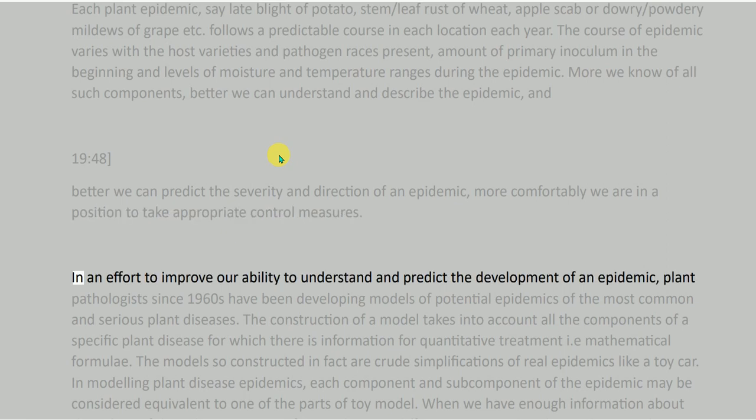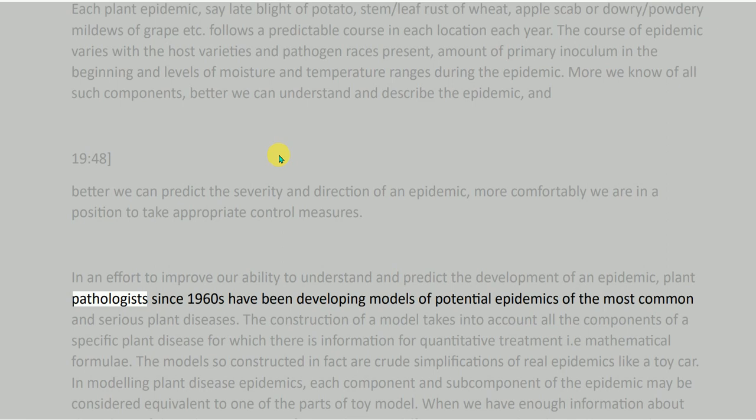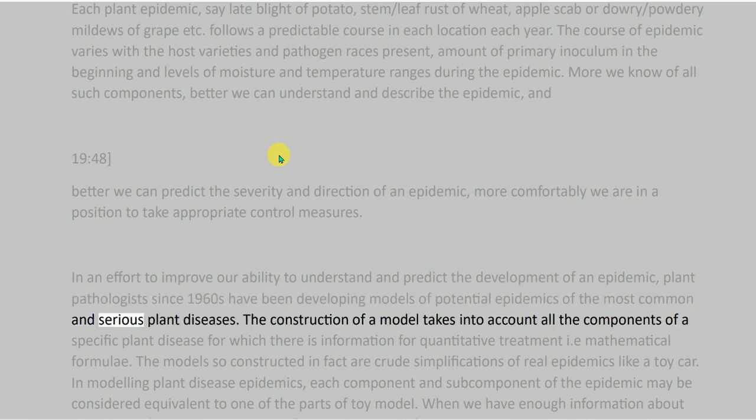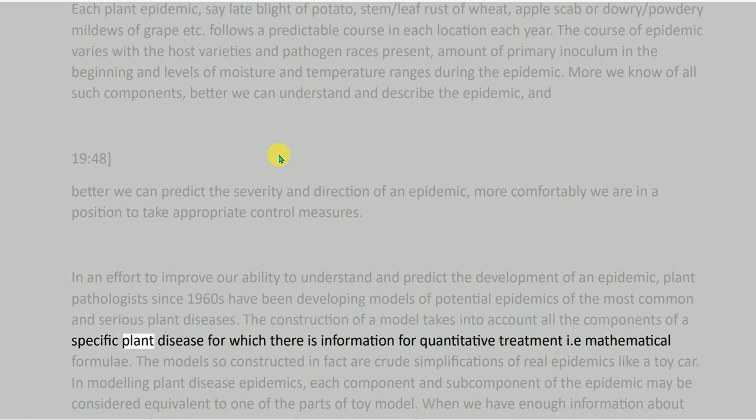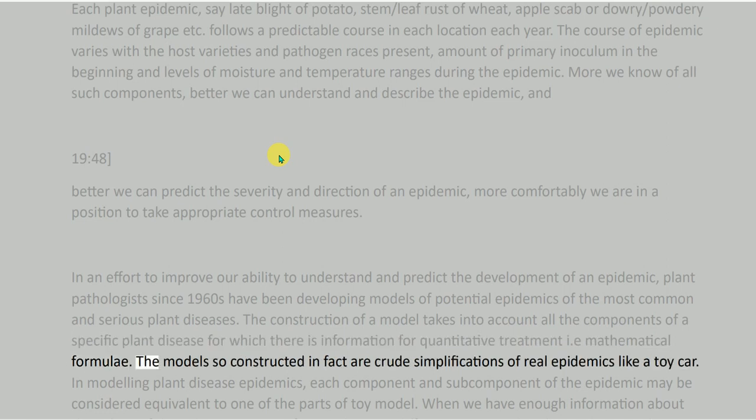In an effort to improve our ability to understand and predict the development of an epidemic, plant pathologists since the 1960s have been developing models of potential epidemics of the most common and serious plant diseases. The construction of a model takes into account all the components of a specific plant disease for which there is information for quantitative treatment, i.e., mathematical formulae. The models so constructed are in fact crude simplifications of real epidemics, like a toy car.